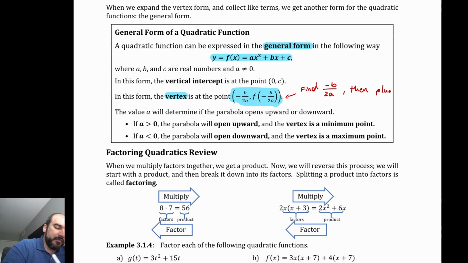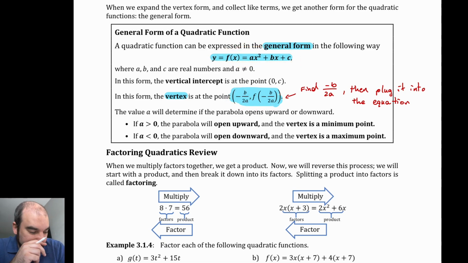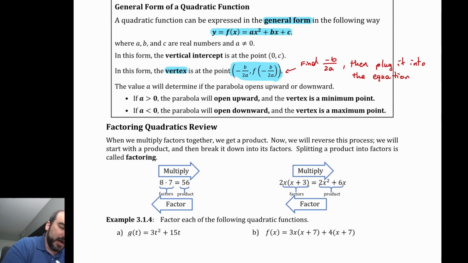Then plug it into the equation. So we find negative b over 2a, and then we plug that into the original equation to find the y component of the vertex. And we'll do more examples of this on Monday, so don't stress too much about this.